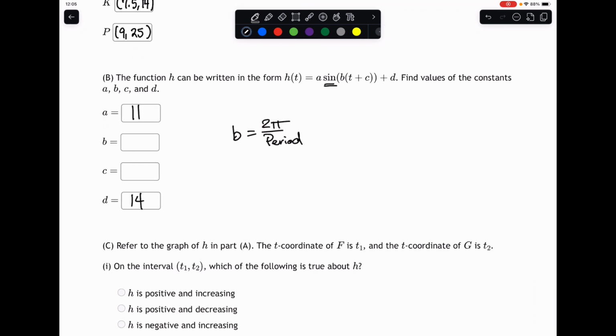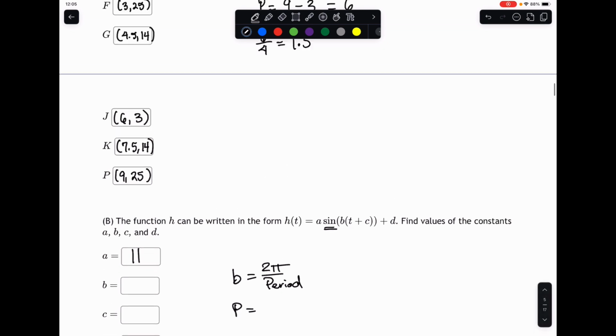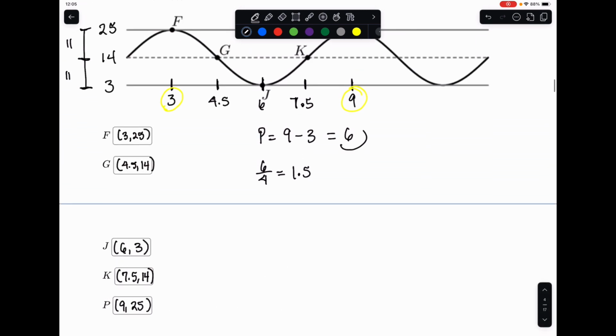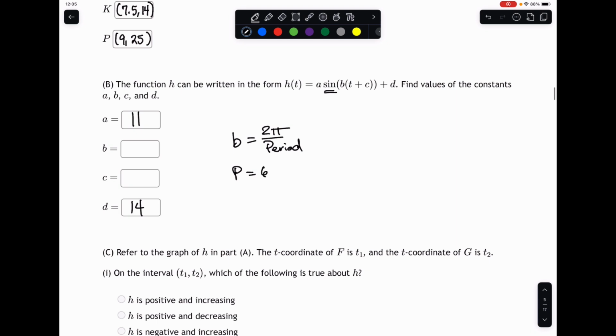Now, having the values of A and D gives you 1 point. And to get the other point for part B is to get the value of B and the variable C. To find the value of the variable B, we're going to get 2 pi divided by our period, which we determined from question A is equal to 6. So 2 pi divided by 6 reduces to pi over 3. So pi over 3 is the answer for that.